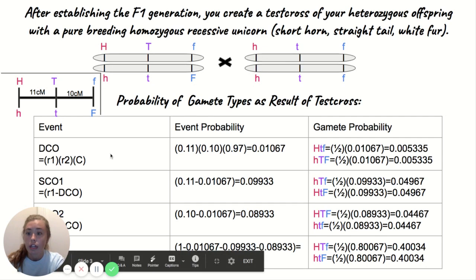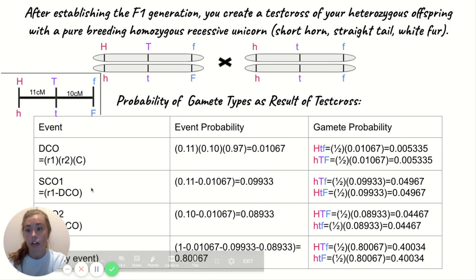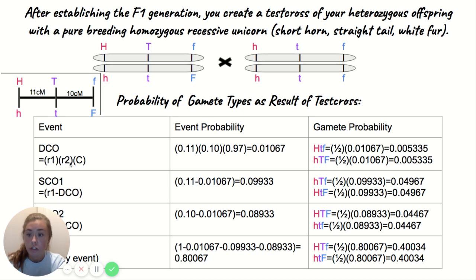So the two events we're going to discuss in detail are our double crossover and our single crossover at region 1. So for double crossovers, you find this amount by multiplying the region 1 value by the region 2 value by the coefficient of confidence. So for this example, it will be 0.11 times 0.10 times 0.97, yielding 0.01067.